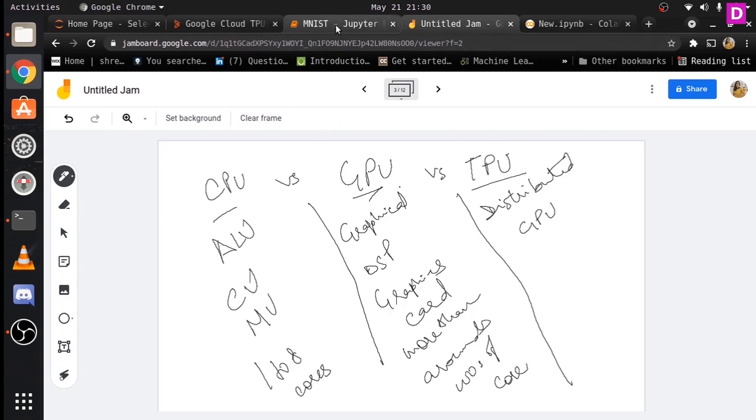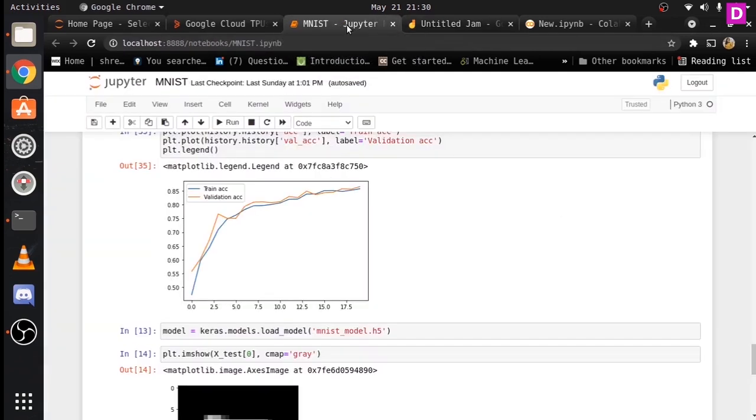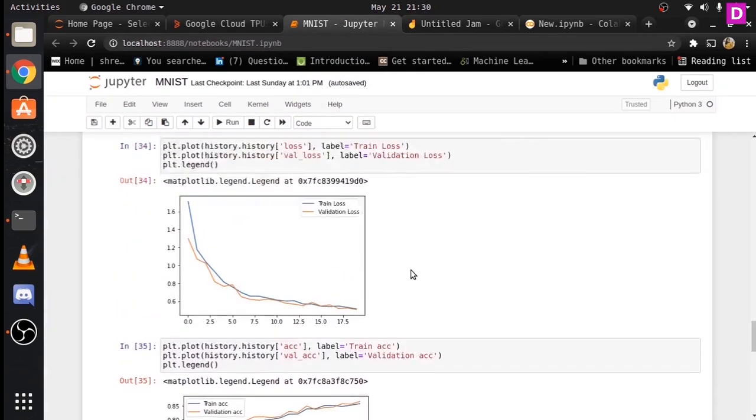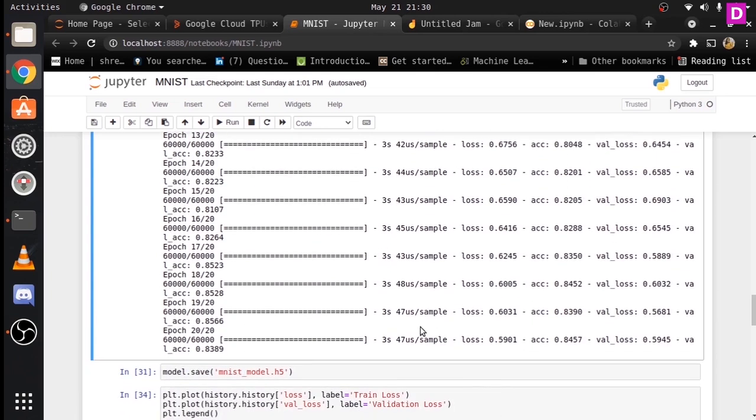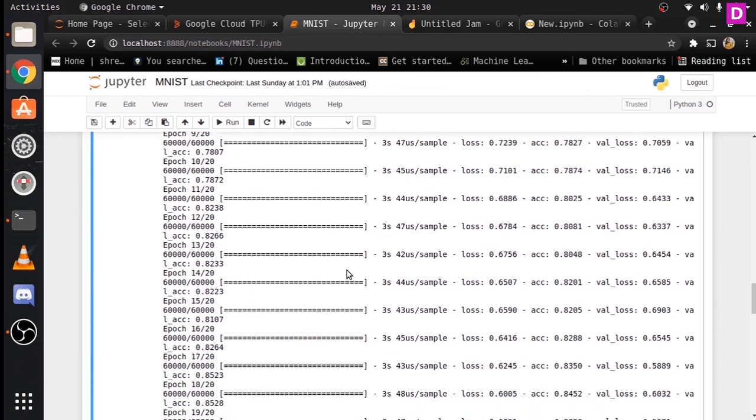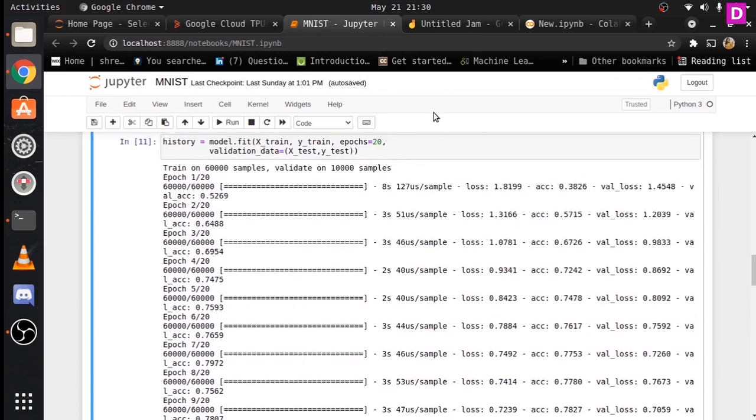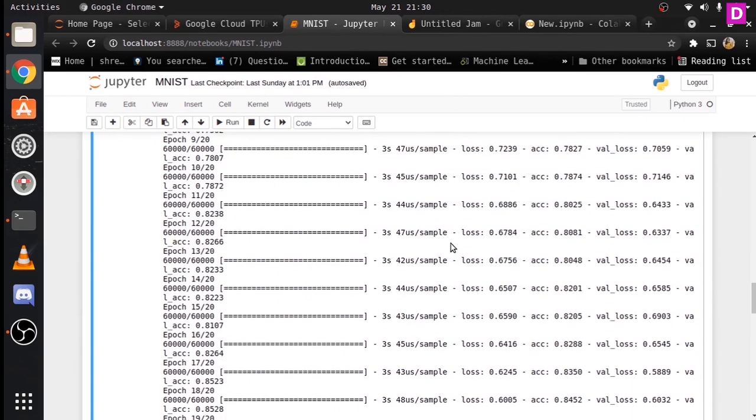So this was a very small MNIST data set. So here what happened is it did not take a lot of time. It took like 3 seconds for each epoch. So if you multiply that by 20, it is what, 60 seconds. But again, this is a small data set. If you increase the data set, increase the number of epochs, it is going to increase. The size is going to be massive.